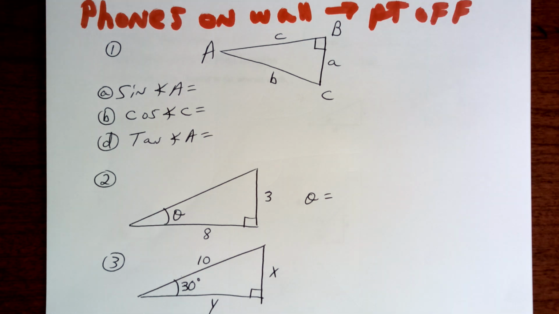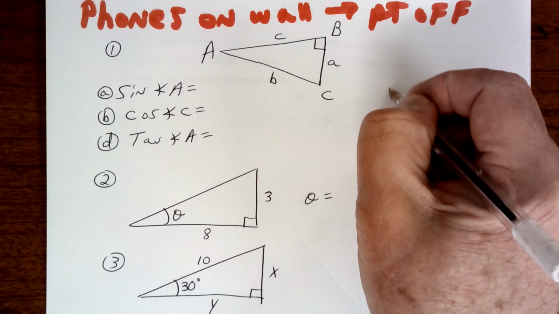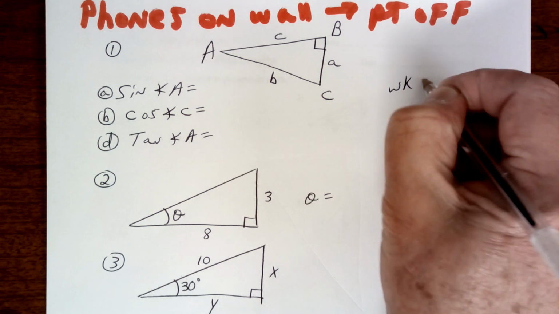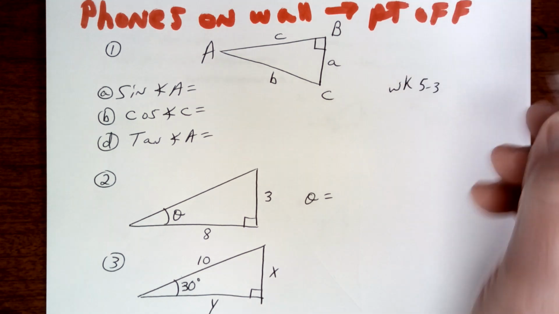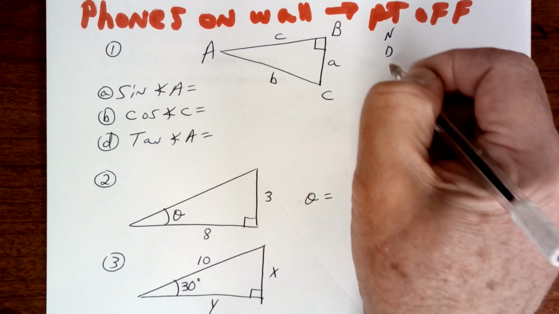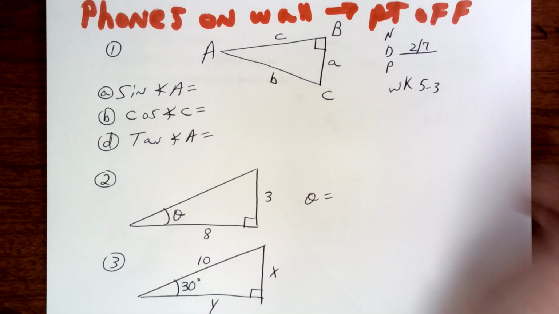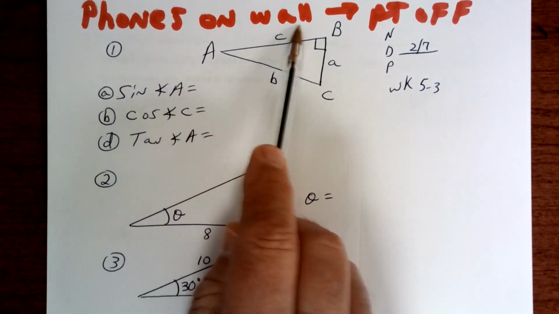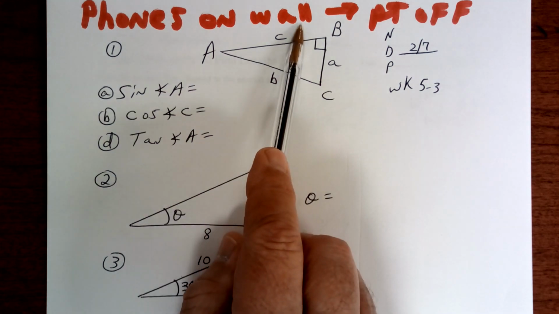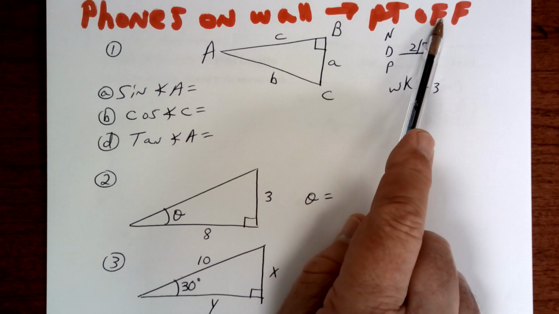We're in week 5-3. Put your name, date, and period. Today is 2/7. Also, phones must be on the wall according to whatever desk you sit in, and they must be facing out. Points off if you're not following directions.